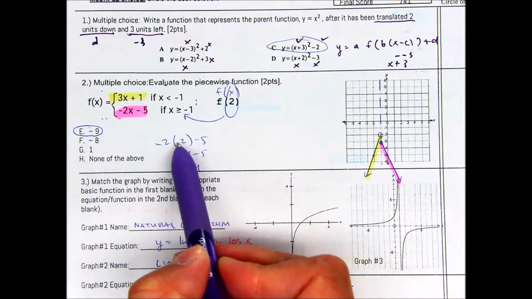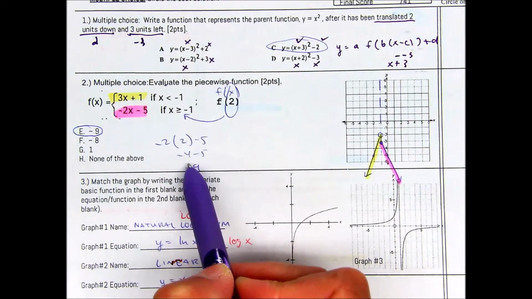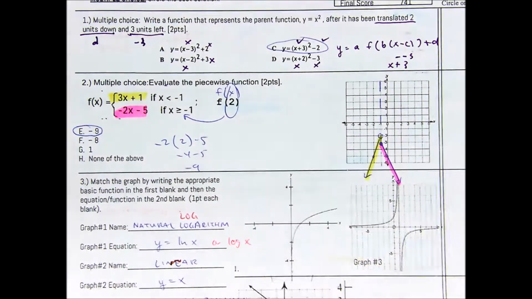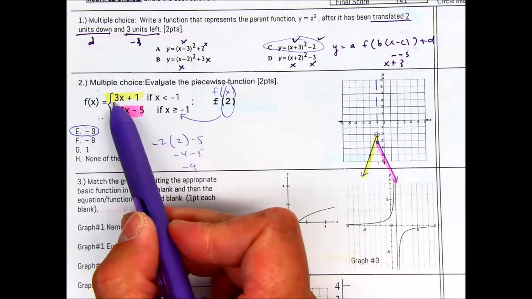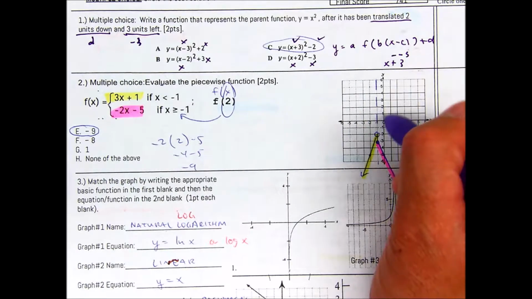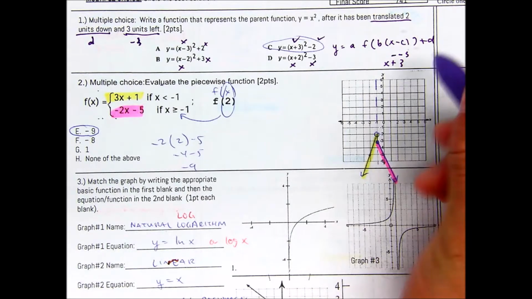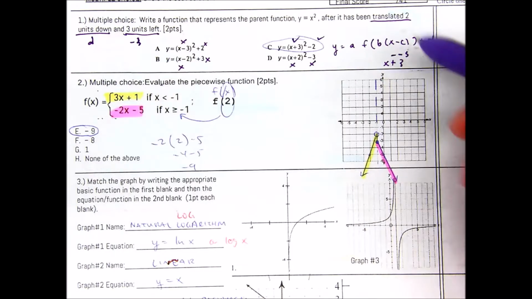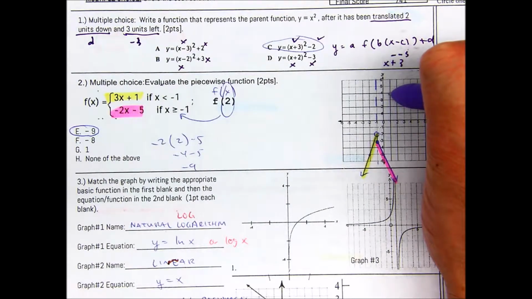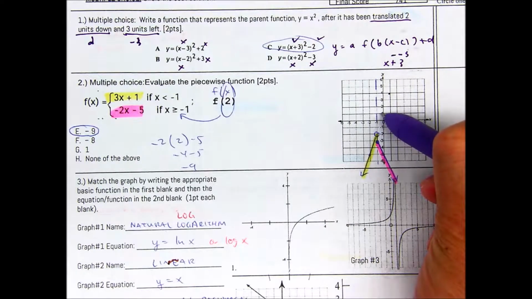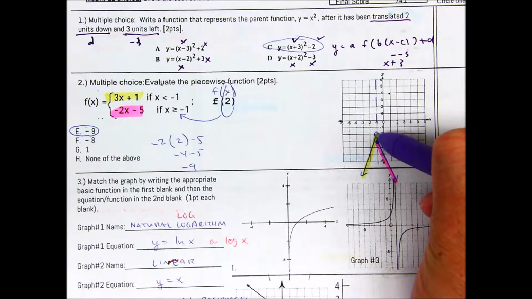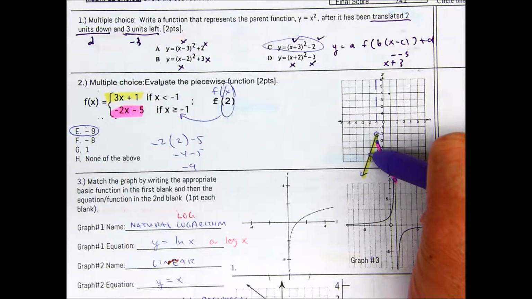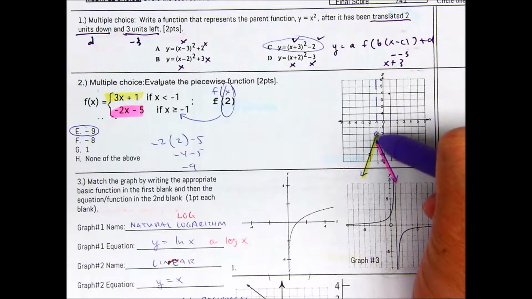If you graph this in yellow, 3x plus 1, you would start up here at 1, and then you would go a rise of 3, run of 1. But then you can also do it the reverse way, so that would be left 1, down 3, and you end up here at this open circle. You can keep doing that, left 1, down 3, to give your points. And you're going in this direction because there's no equal sign, so it's an open circle.